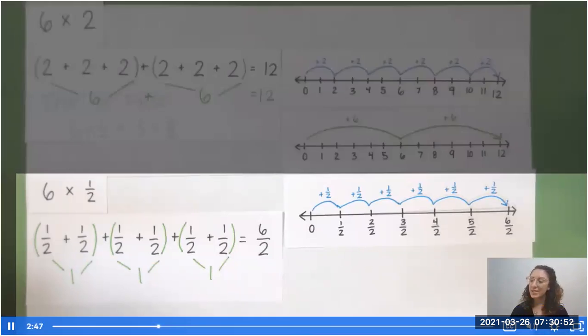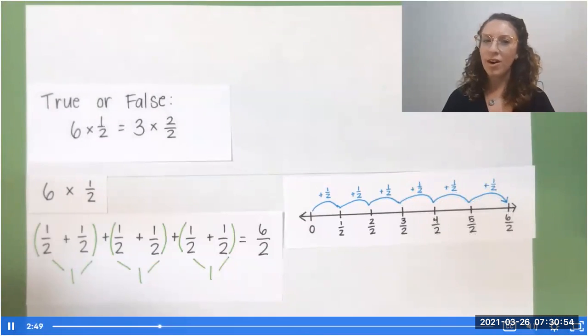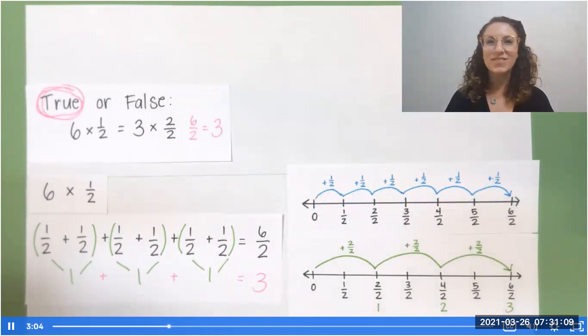Pause to answer this. True or false? Is 6 times 1/2 equal to 3 times 2 halves? Hit play when you're ready to check. So what do you think? They are the same. It's true. Adding 1/2 6 times gives us 3 groups of 2 halves. Adding those up is also equal to 6 halves, or 3.